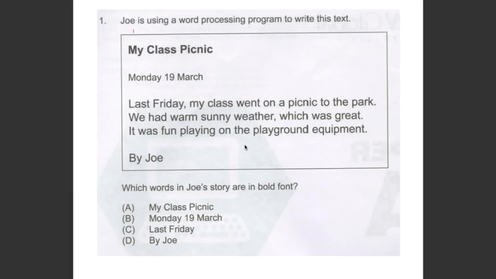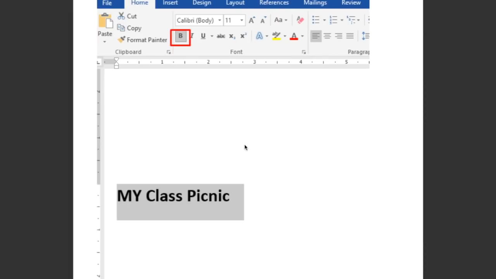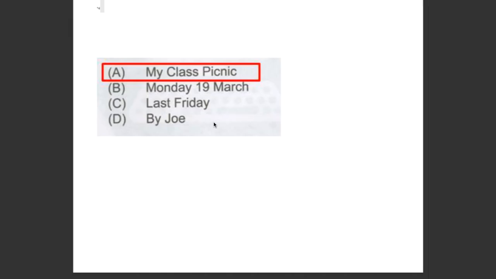So, this question asked us which words in Joe's story are in bold font. Let's move to the explanation. As you can see in the Word document, my class picnic is in bold font. So the answer has to be A, my class picnic.